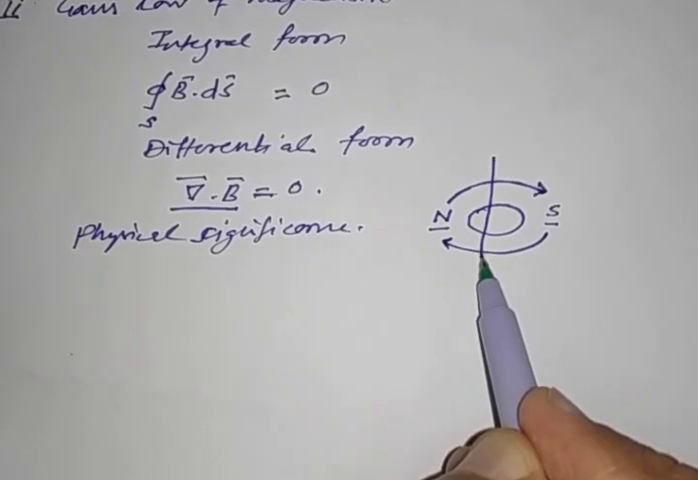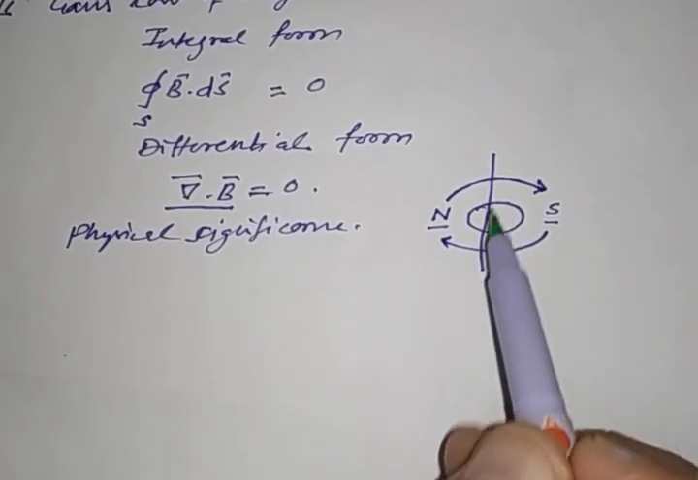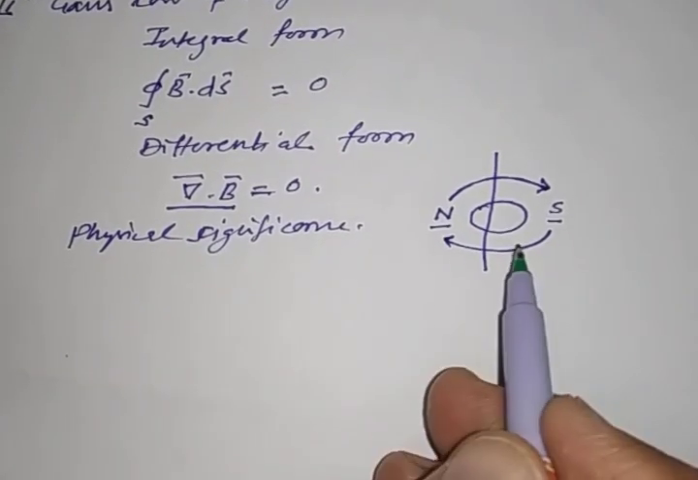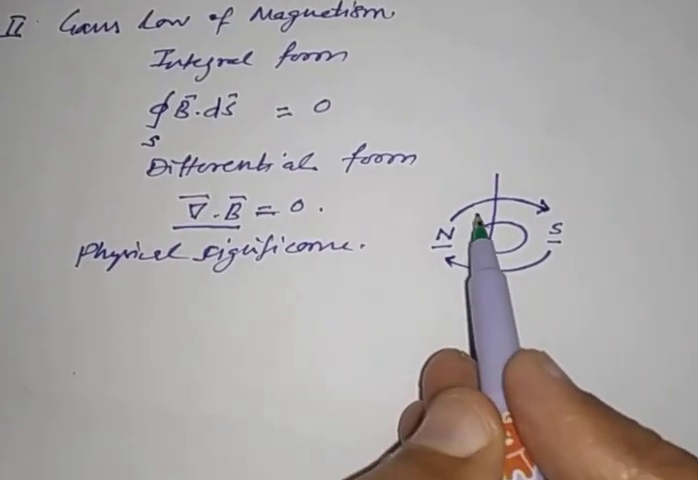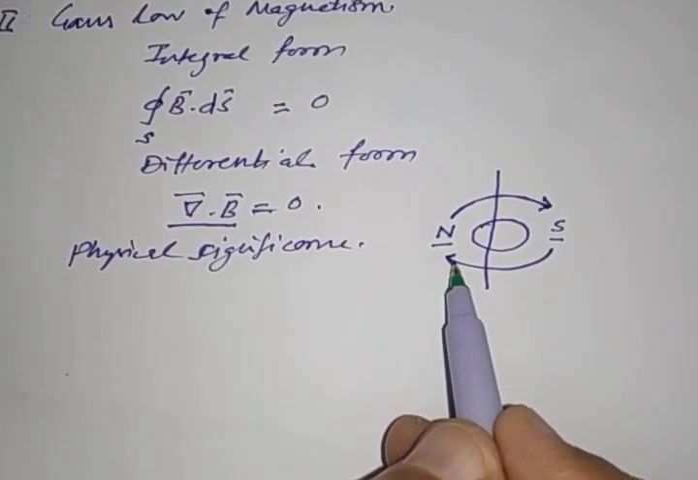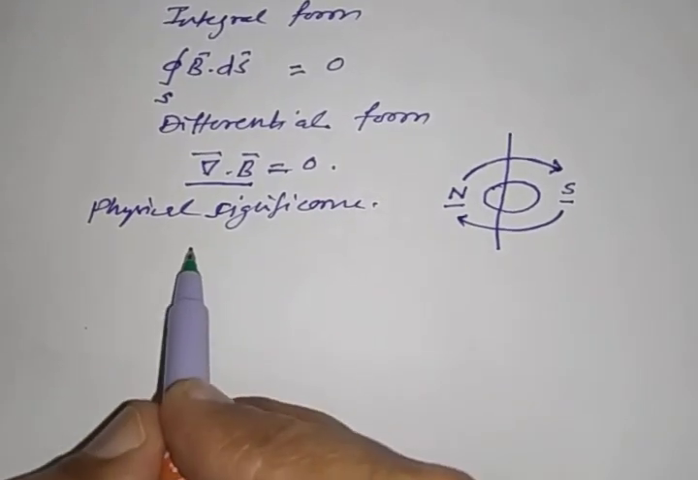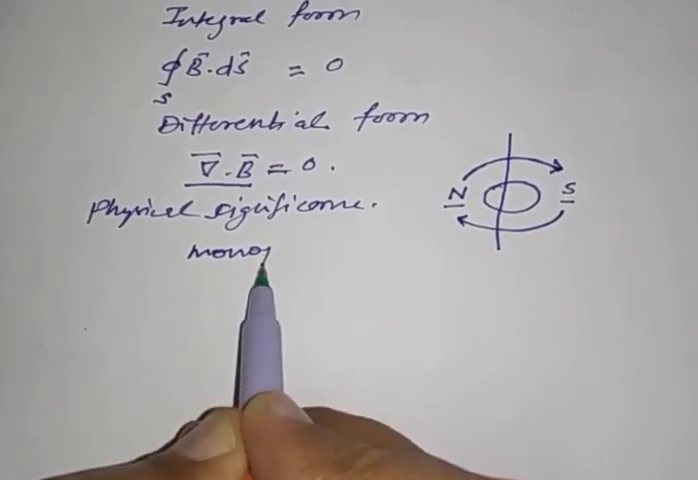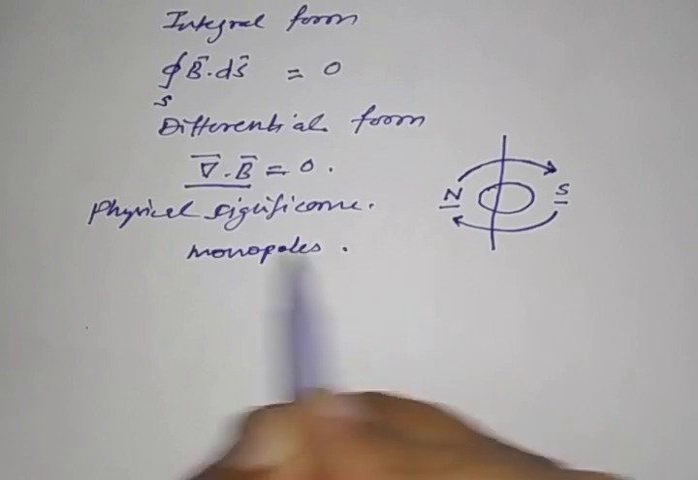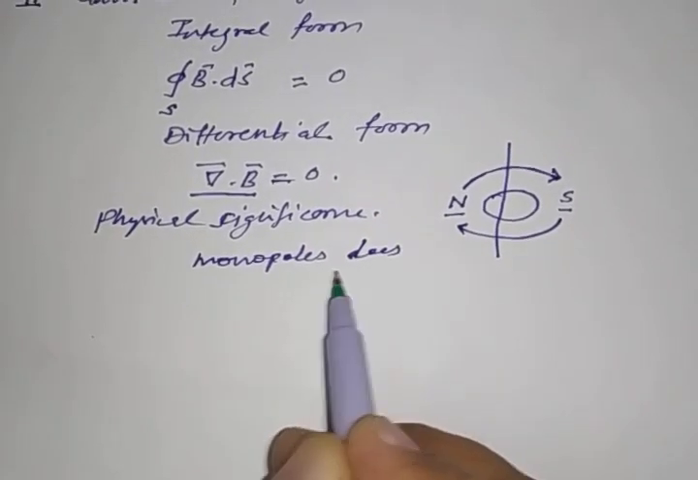So if at any point of time we have a cross section area, through that cross section area the net flux will be 0. The field lines moving in this direction will be equal to the field lines coming back. So that says that in terms of magnetic field, we cannot have monopoles. So the physical significance is that a monopole does not exist.